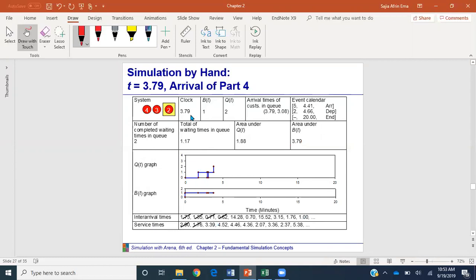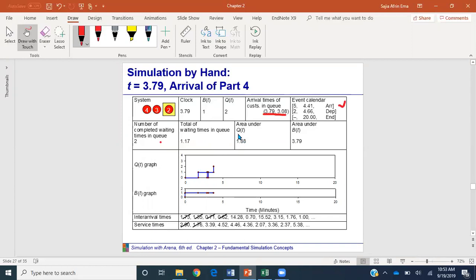Next, part 4 joins the queue. We have the arrival time of part 3 and part 4. Next event is arrival of part 5. Number of completed parts is still 2. That means part 2 is still in service. Waiting time is still that. Area under the graph has increased.